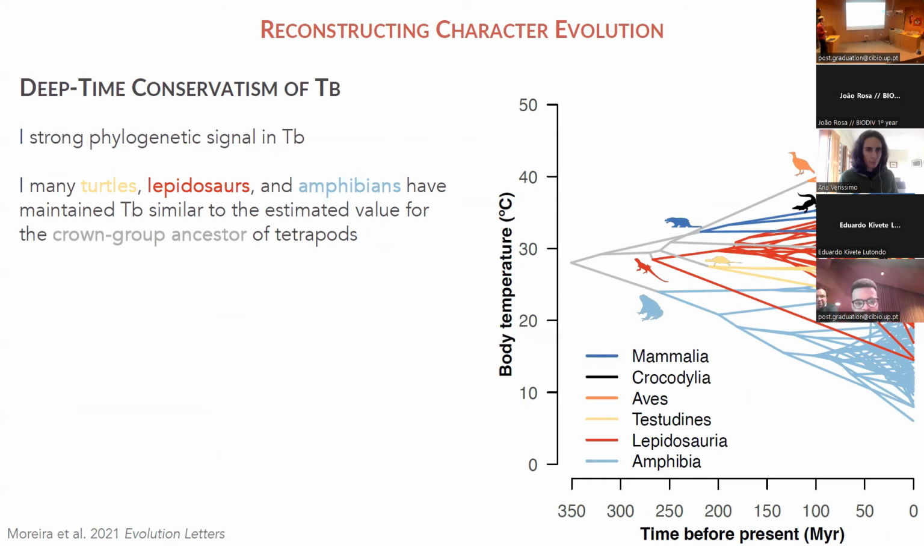And we also find that this trait is largely conserved over deep time scales. We found strong phylogenetic signal even at the scale of 350 million years, in contrast to the idea that conservatism disappears over deeper timescales. You also find that many turtles, sorry for the yellow on white, lepidosaurs and amphibians have maintained body temperatures similar to the value estimated for the crown group or ancestor of tetrapods. So this has been largely conserved and probably reveals physiological limitations.